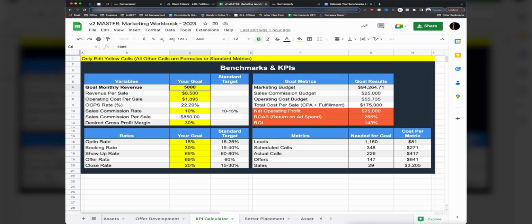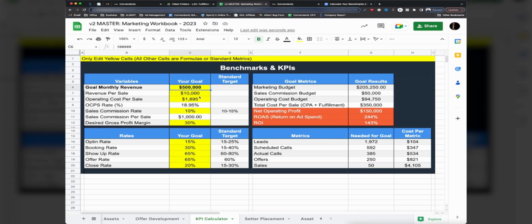So let's just say I want to make $500,000 per month. For me to know what I need for my benchmarks and my KPIs to make $500,000 a month, I can take my revenue, I'm going to make it simple with round numbers. If I make $10,000 per sale, then I essentially need 50 sales. So the sales KPI here is breaking down, I need 50 sales for a $10,000 revenue per sale to make $500,000 a month.